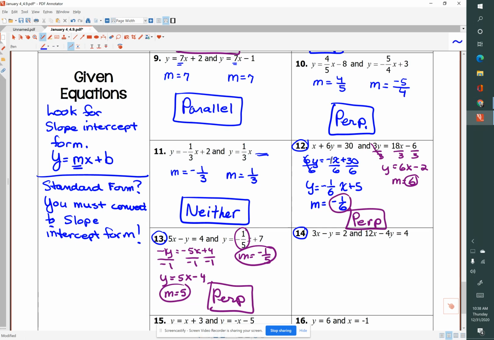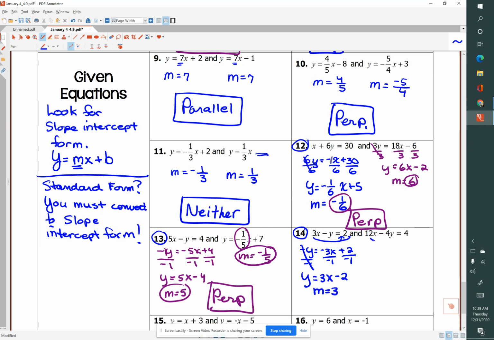Let's look at number 14. So I'll move 3x to the other side. I like to put it right there. So I will have negative y equals negative 3x plus 2. I'll divide everything by negative 1 so I can isolate that y. Y equals, now negative 3 divided by negative 1 is 3. Y equals 3x minus 2. And our slope here equals 3.